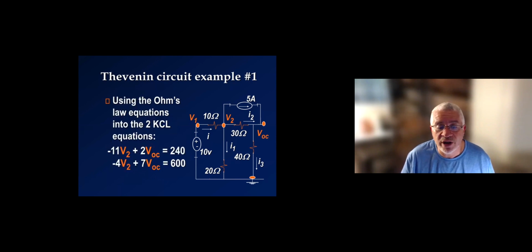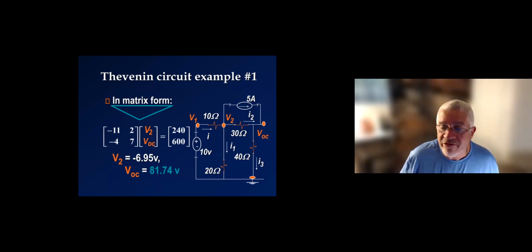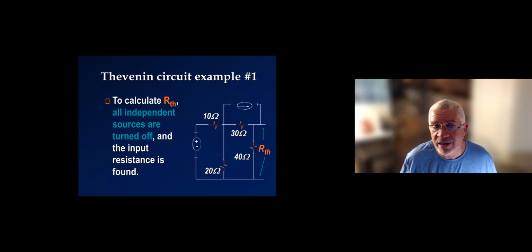I get my two equations, two unknowns. I'm assuming V1 is now known. I really need VOC, but I solve for V2 and VOC. So VOC is 81.74 volts. Okay, this is a pretty standard nodal problem. Once you realize what you're seeking here, the method for solving it is what we've been doing for the last month. Now I'm going to go back and find the Thevenin resistance here.